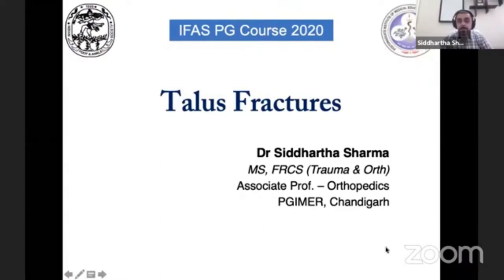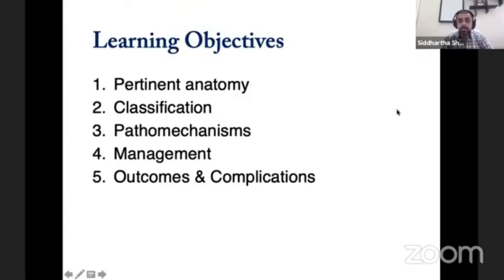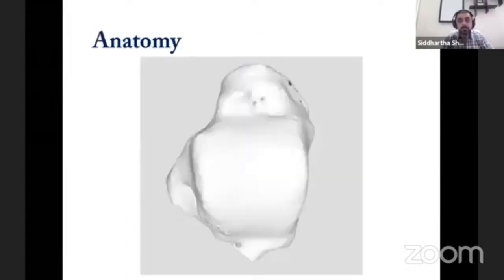And I will be talking to you about fractures of the talus. And this is how I've outlined my talk. So we will be looking at the anatomy, classification, pathomechanisms, management, outcomes, and complications.